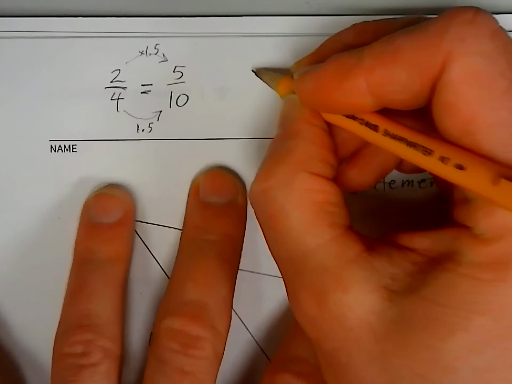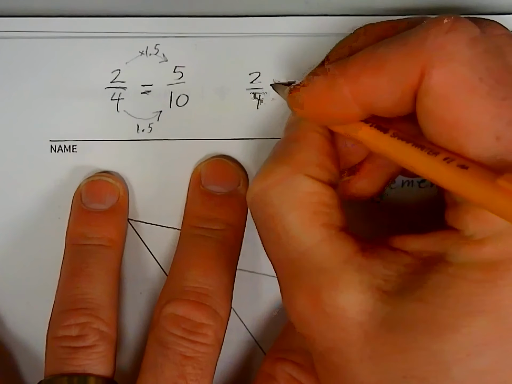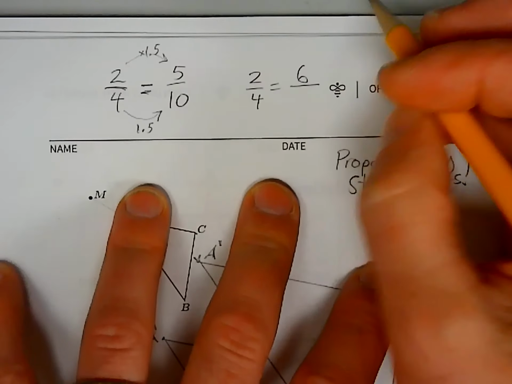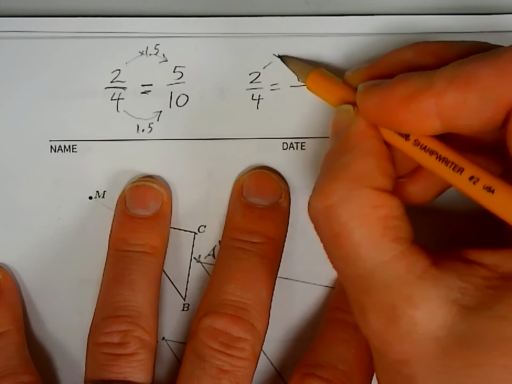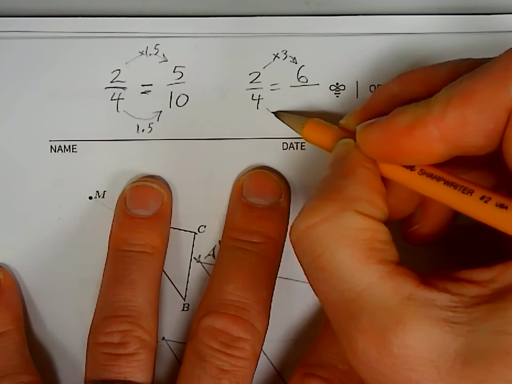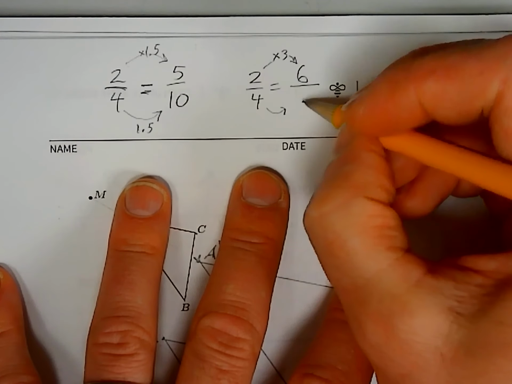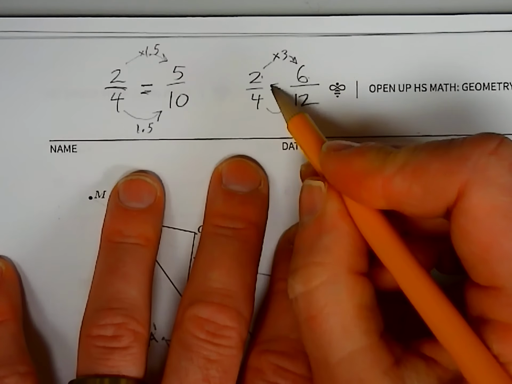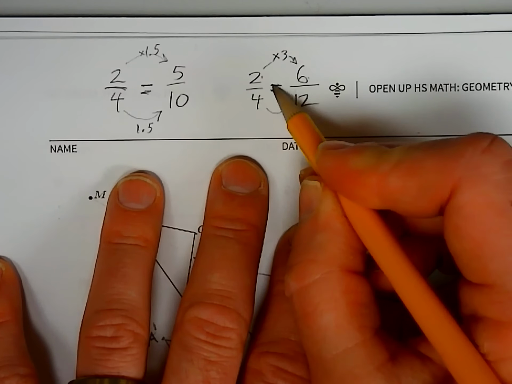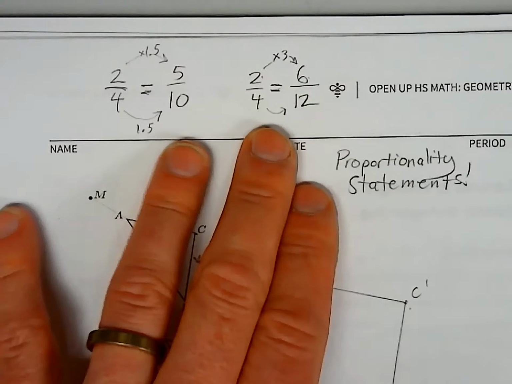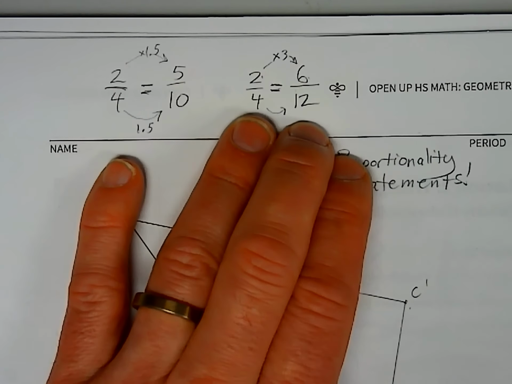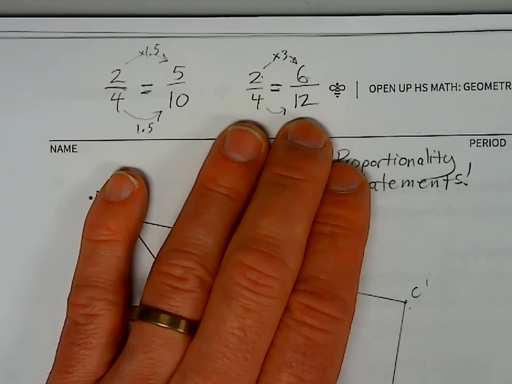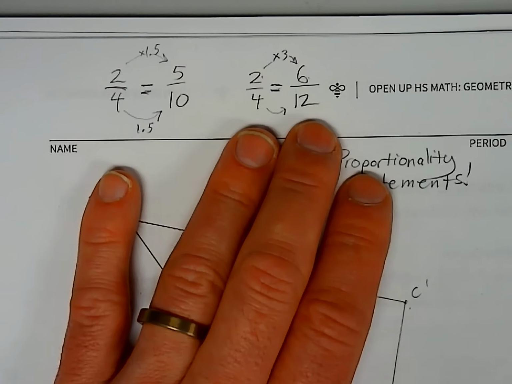Let's try again. 2 over 4 is the same as 6 over what? Well, 2 times 3 gets you to the 6, so 4 times 3 will get you to 12. Okay, 2 over 4 is a half, and 6 over 12 is a half. These are proportionality statements. They're true comparisons. They make an equality between two comparators, also called ratios or proportions. So we're looking for proportions that are the same.